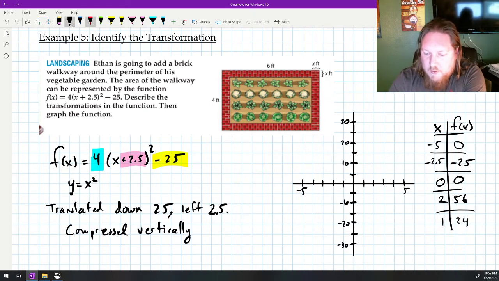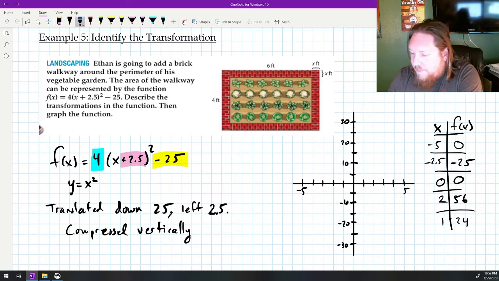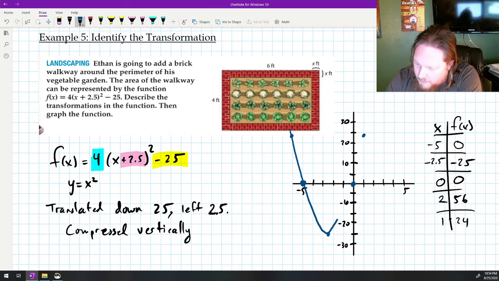Now I start plotting my points, and I'll do it in blue. I've been doing them all in blue. So negative 5 gets me 0. Negative 2.5, so halfway there, gets me all the way down to negative 25. 0 gets me to 0, and to finish off the curve here, 1 goes up to 24, so just below the 25 line. Which means if I go just over to 6, it should be in the same position. And there I've got my graph. Nice rounded bit right there, and bring it on up.